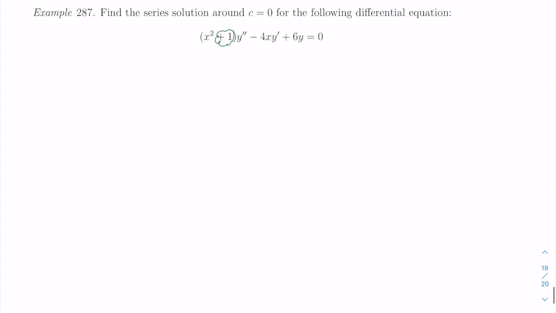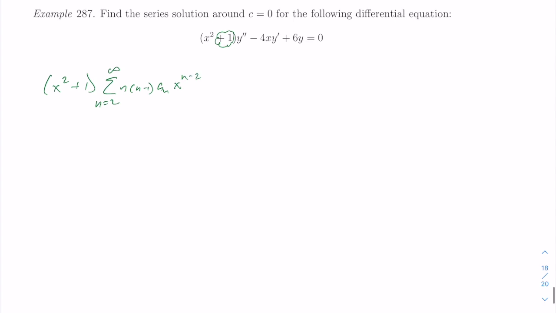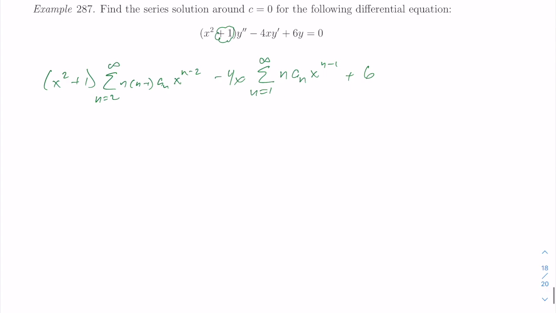I think we probably know already what all of them are going to turn out like, so let's just write it down. x squared plus 1 times the sum from n equals 2 to infinity of n times n minus 1 a sub n x to the n minus 2. Again, just look at the previous problem. Minus 4x times the sum from n equals 1 to infinity of n a sub n x to the n minus 1, plus 6 times the sum from n equals 0 to infinity of a sub n x to the n. All right, and all that equals 0.